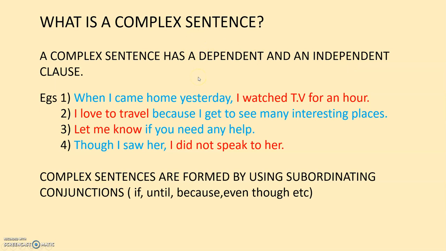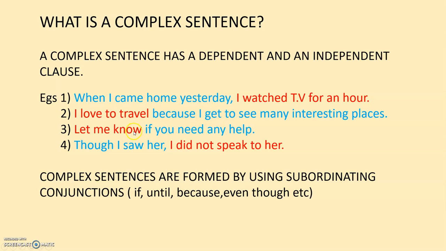In a compound sentence, both are independent. Remember that. Then, I love to travel because I get to see many interesting places. Okay. Now here, I love to travel. It makes sense. It's independent. Because I get to see many interesting places, it doesn't make sense. So that is dependent. So this is independent, this is dependent.